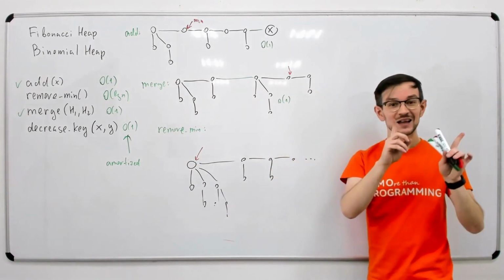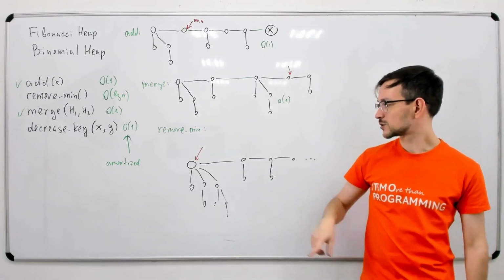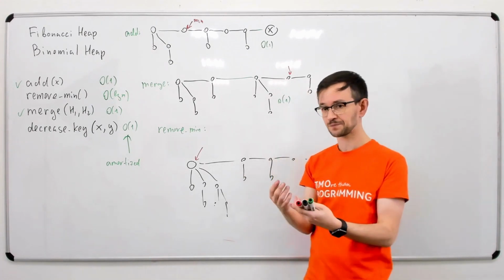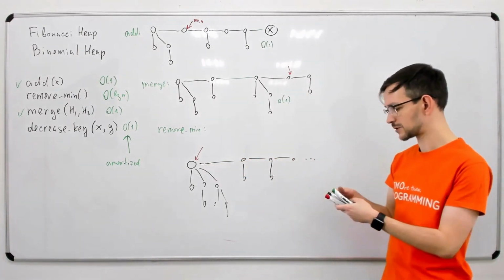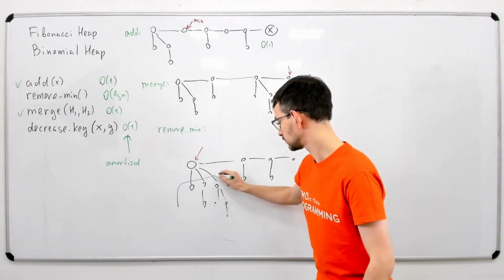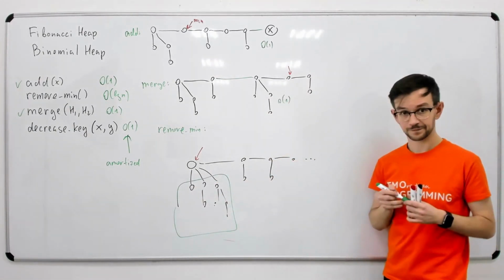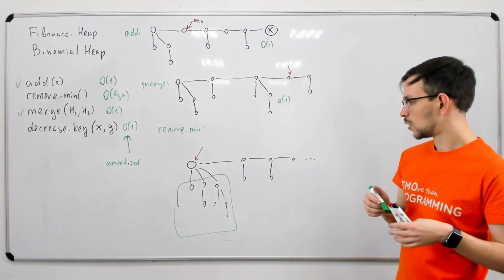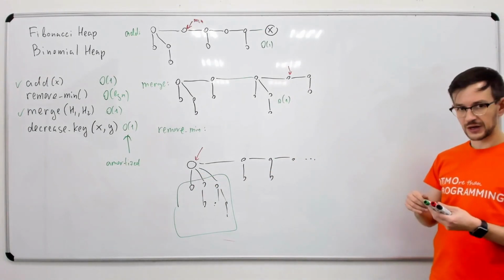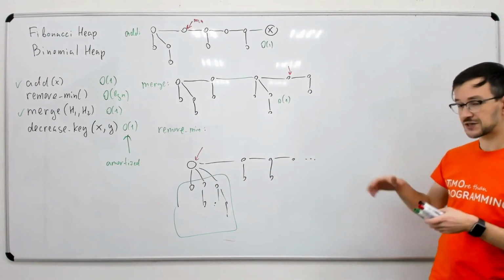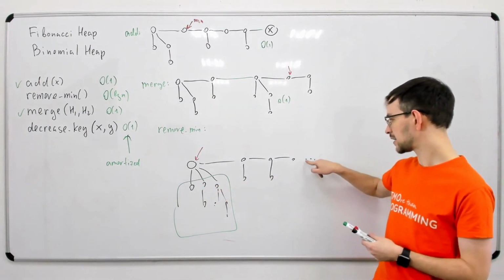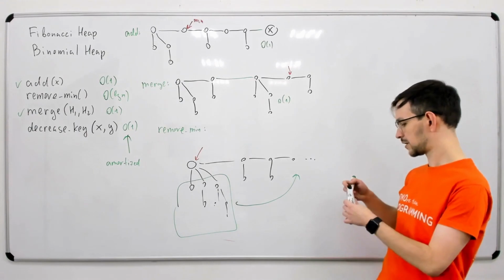So here, what happens when you remove the minimal element? So this is the minimal element. You remove it from your Fibonacci heap. What do you have left? You have left all its children. So what you can do is just add all these children to the Fibonacci heap as single trees. So you take all these elements and add them here one by one. So just add all these elements here.